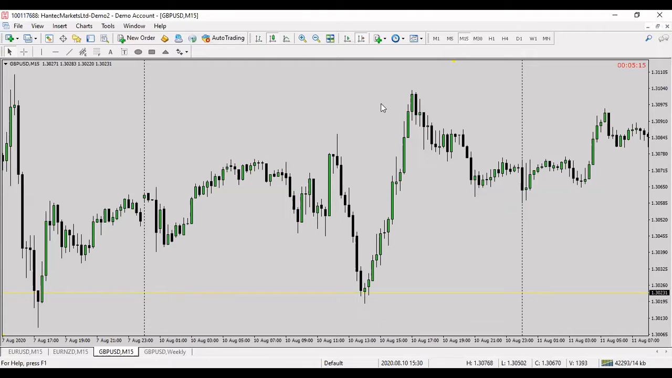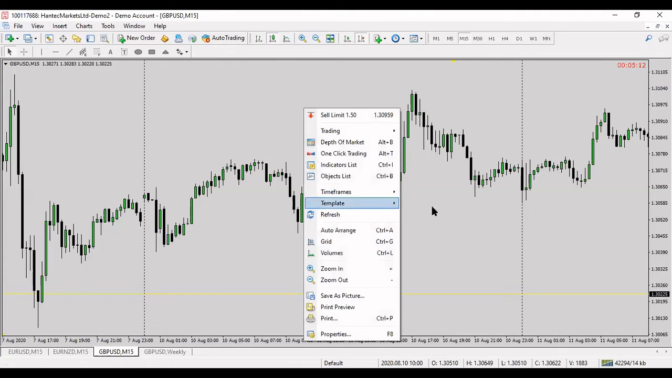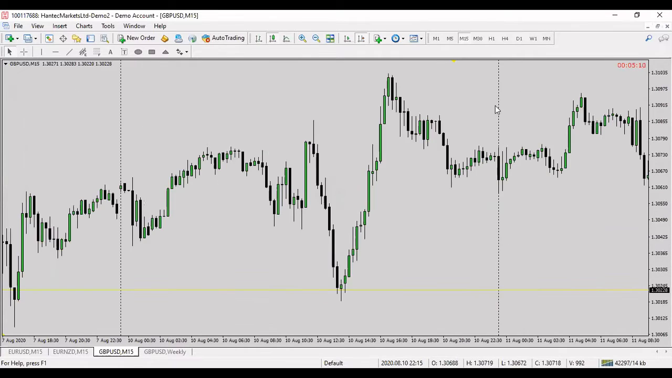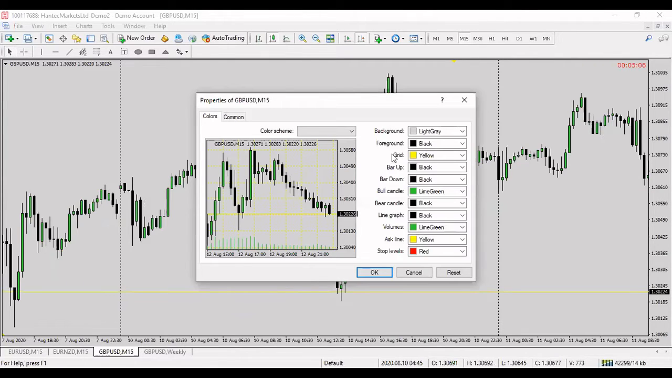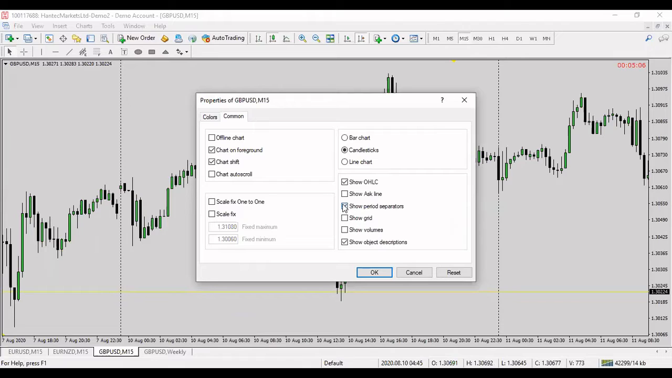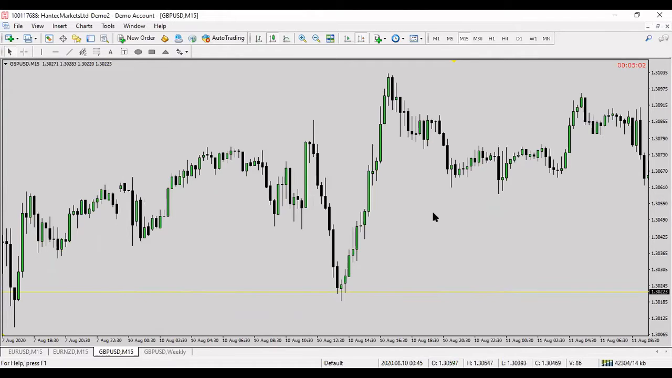Now, for those of you in the group who are asking me how to have these vertical lines on your chart, they are called period separators. Let me show you how you can add them to your chart. First of all, let me take them off, then I'll add them again. You can see that those vertical lines are off now. So this is how you add them.